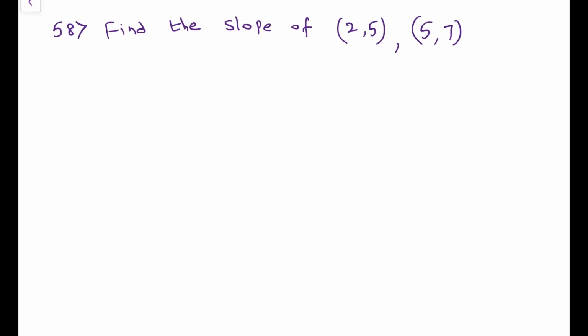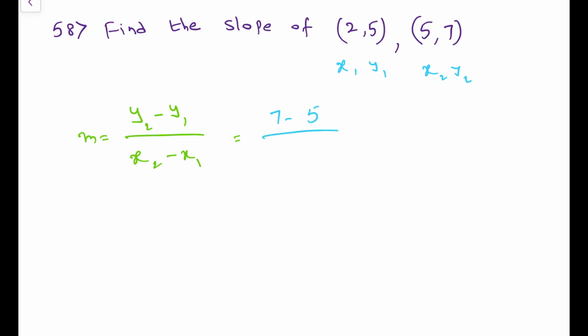Next question is find the slope of (2, 5) and (5, 7). So we will take this as x1, y1 and x2, y2. So slope m equals, slope formula is y2 minus y1 divided by x2 minus x1, that equals, what is y2 here? 7 minus y1 5 divided by x2 is 5 minus x1 is 2. 7 minus 5 is 2 divided by 5 minus 2 is 3. So the slope of the given points is 2 by 3.